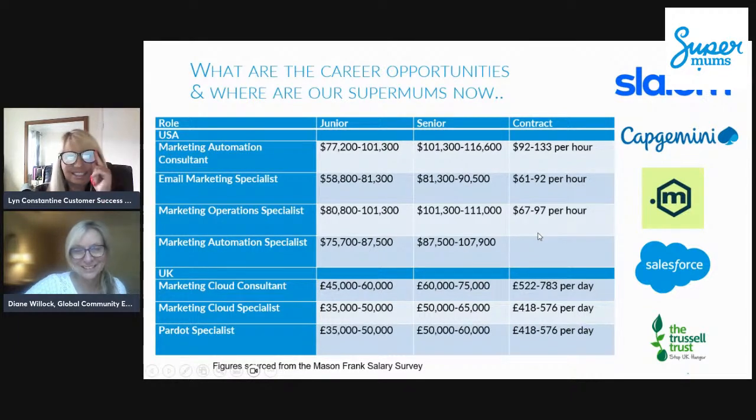It's great. And in terms of the financial side, that's clear to see for everyone, but a lot of people also want the work-life balance. This is the reason that a lot of people come to Salesforce and join the ecosystem.